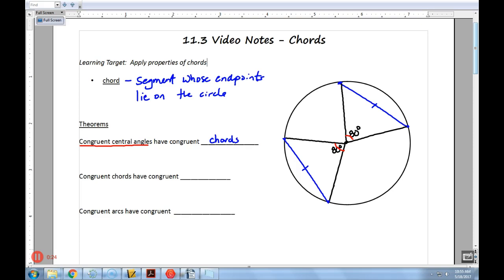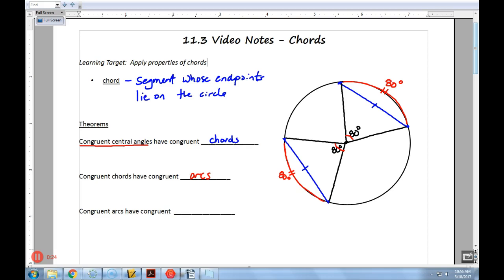Congruent chords also have congruent arcs. Maybe I'll put this in red. So this measure right here should be equal to this measure out here. We already knew that because we knew the arc measure is 80 degrees for both of these, since it's the same as the central angle. But the length is also the same, the measure and the length.